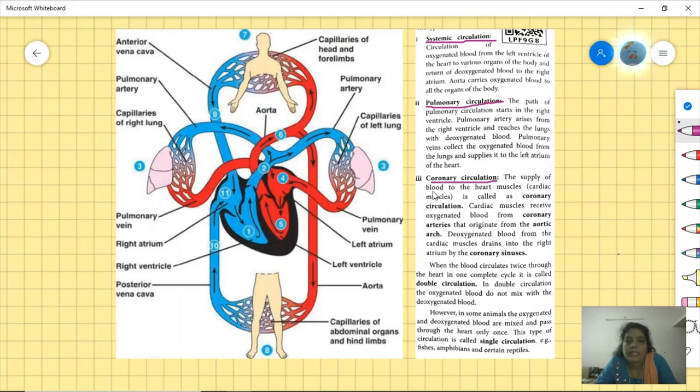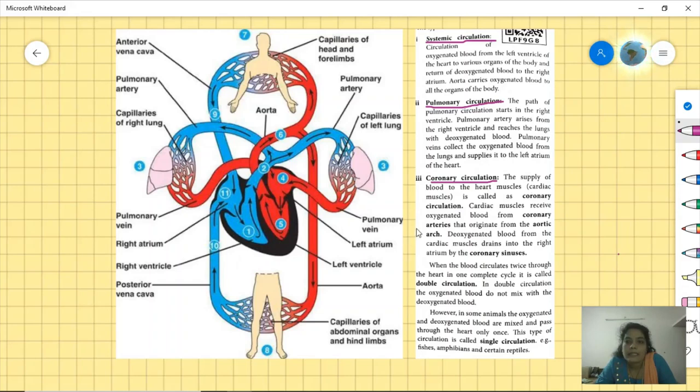So third one is coronary circulation. The supply of blood to the heart muscles or cardiac muscles is called coronary circulation. So only in the heart area. Supply of blood only to the heart muscles is known as coronary circulation.